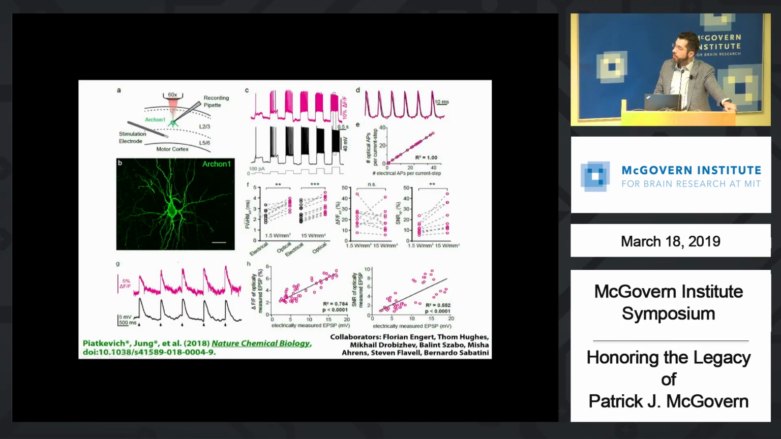So what that means is, this is from Bernardo Sabatini's group, you can use this molecule that we call Archon1 where you shine red light on it and it fluoresces with far red light, 660 nanometers and redder, and you can get, for example, the monitoring of synaptic events.